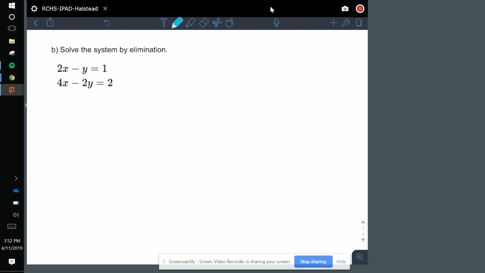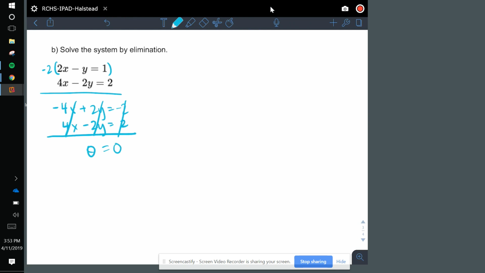Last one. Okay, so by elimination, looks like we have a 4 on the bottom, so I'm going to multiply by negative 2 to give myself an opposite sign. So negative 4x plus 2y is equal to negative 2. So I get 4x minus 2y is equal to 2. When I add these together, I get 0, 0, and 0. So 0 is equal to 0. That looks like a theta. So what happens in this situation is I get infinite solutions.